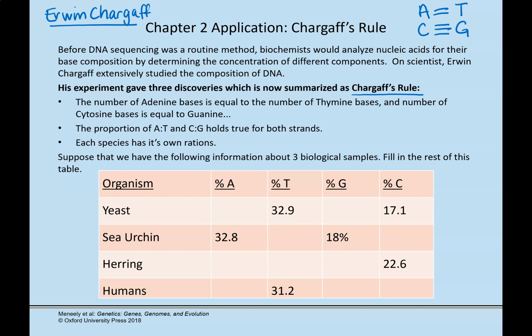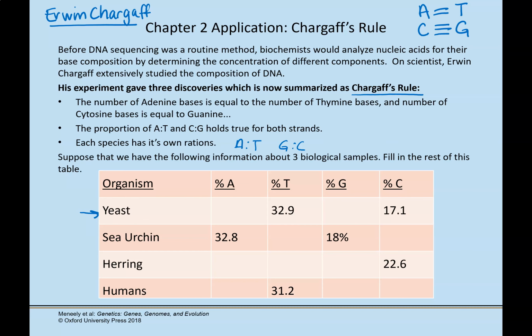And then finally, Chargaff noticed that each species has its own ratio of adenine to thymine and cytosine to guanine, and that ratio is fixed within a particular species. So all yeast organisms have the same, or a specific species of yeast has the same percent of adenine as thymine, and the remaining percent is made up by equal portions of guanine and cytosine. So we can use this information to tell us a little bit about the molecular composition of a DNA molecule.